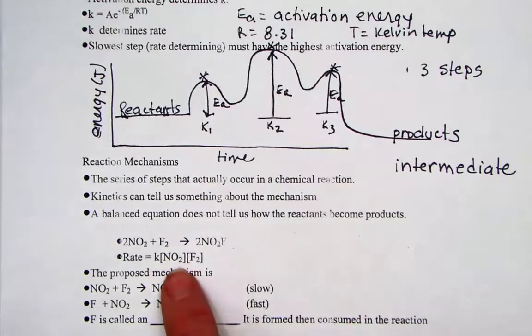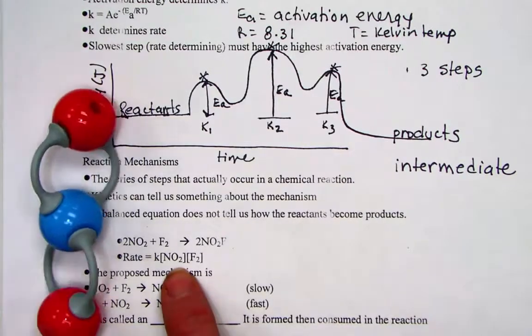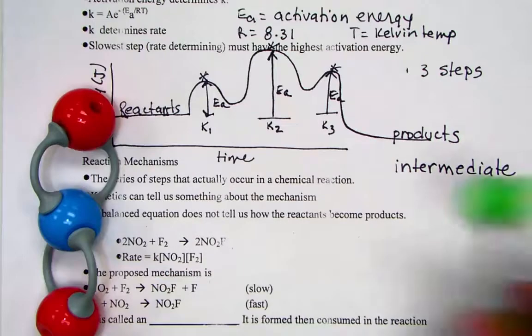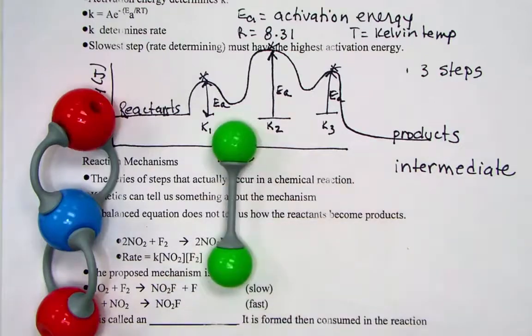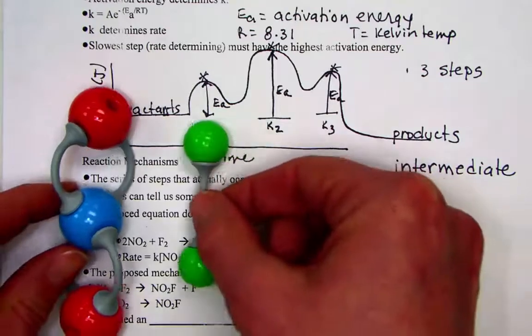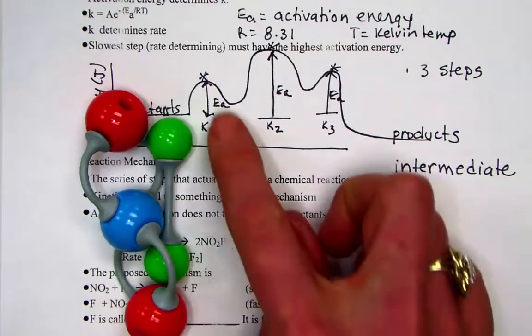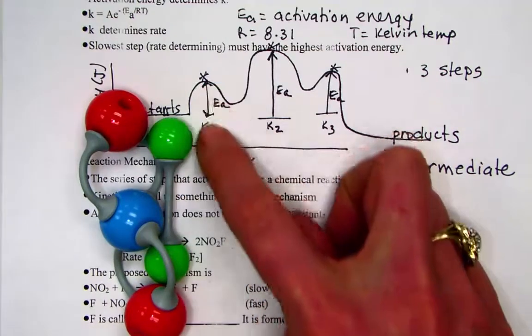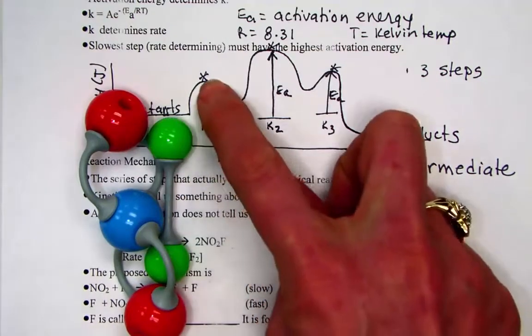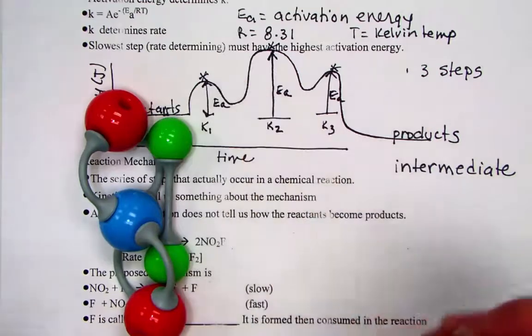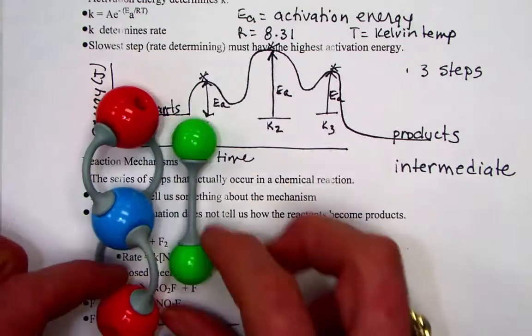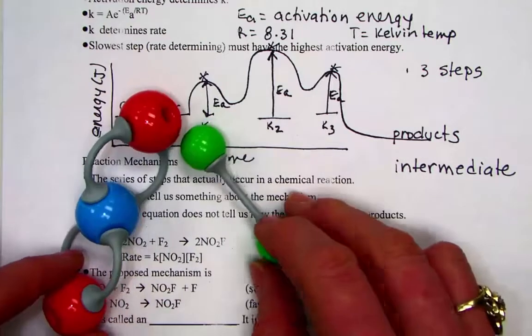By looking at this rate law, I would predict that a molecule of NO2 in a first elementary reaction has to collide with a molecule of fluorine. There is my first collision. Remember, at the top of the activation energy, we get this intermediate. At the top of the barrier is an intermediate. That's where bonds are breaking and new bonds are forming. We're rearranging to produce an intermediate.